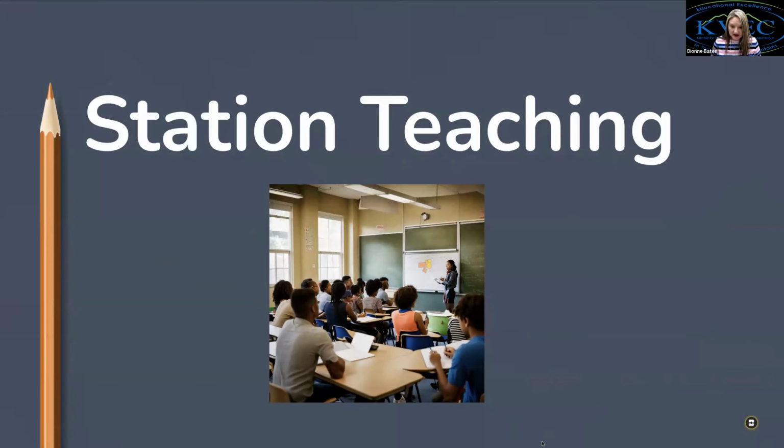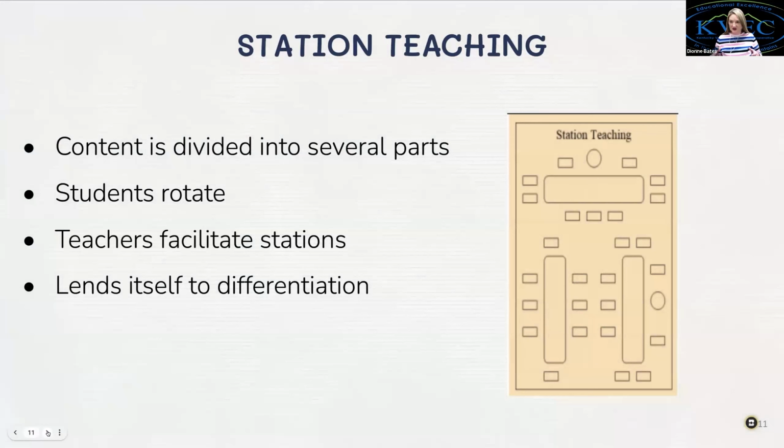All right, let's take a look at station teaching. I'm going to talk a little bit about what that looks like. Station teaching is when you divide your content into different parts and the students rotate, and you have a teacher facilitating at least two stations. On the right side of my screen, you see station teaching. You have three stations set up. Two of those stations, the circles indicate that teachers are leading those. So you have two teacher-led stations, and then an independent workstation.